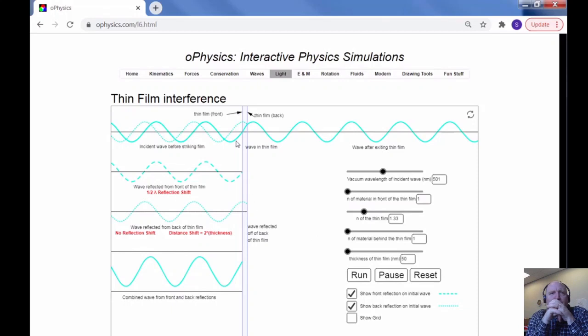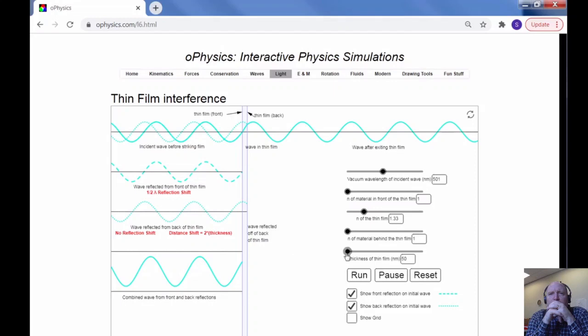I do see that when I reflect off of the front surface, I do get my half wavelength phase shift because I am going from low to high. However, I don't get that from the back surface, because I'm going from high to low, so I don't get that additional half wavelength shift. However, I do still have a small shift, and that's because of the thickness, and that's what this number here is telling you, that there's a distance shift due to the thickness of the film.